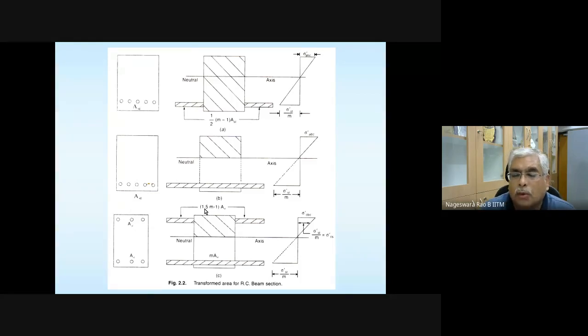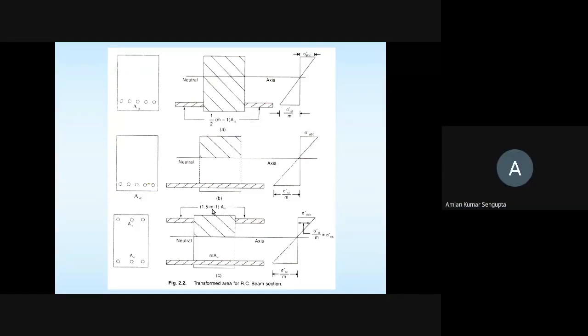And for compression, the code says instead of taking m, you take it as 1.5 times m, because at higher loads, at higher stresses, the inelastic behavior of concrete is going to be different in compression when compared to tension. And also taking care of all the long-term effects, the code recommends instead of m, you take it as 1.5 times m. And this is what Professor Amlan is saying: this 1.5 factor is empirical.